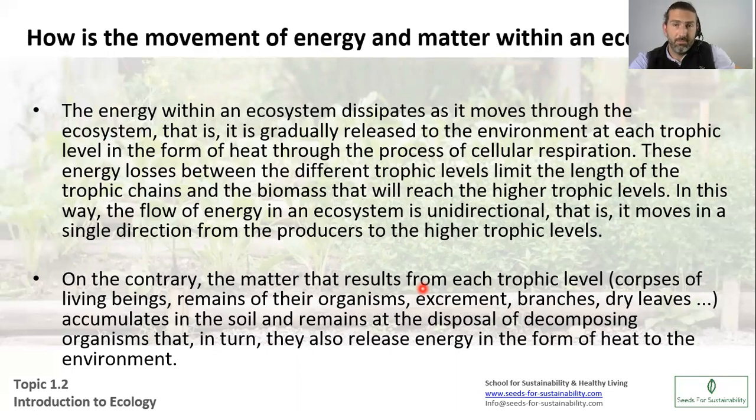In this way, the flow of energy, how to go from one level to the other, in an ecosystem is unidirectional. That is, it moves in a single direction from the producer to the higher trophic level. Although, that's why I say, ultimately, who's eating the dead bird at the top? So that's again the decomposers. So it goes back to the beginning.